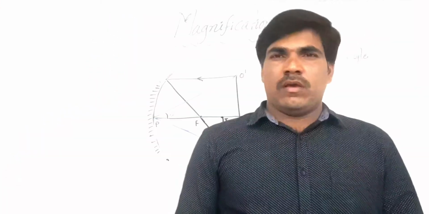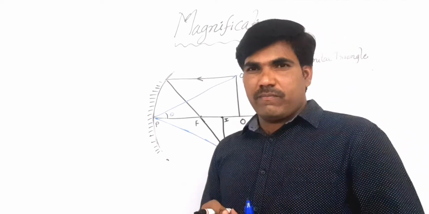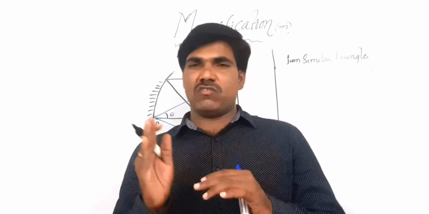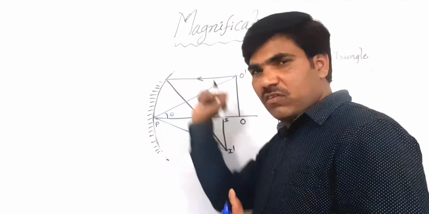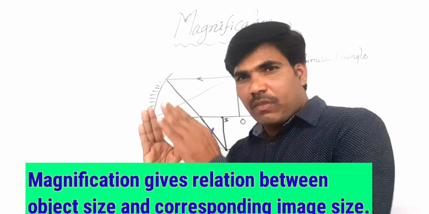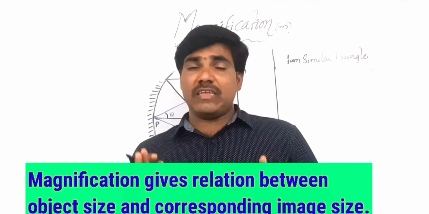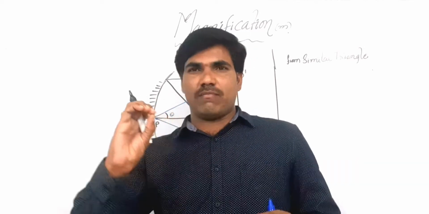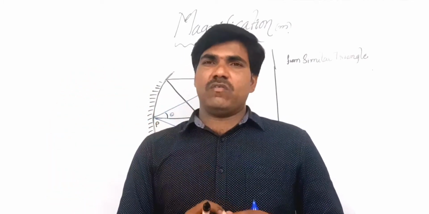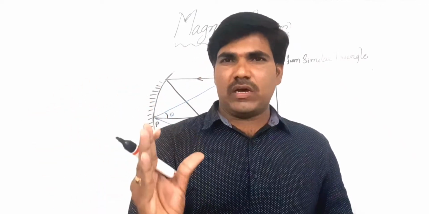Students, now the next concept is magnification. You know very well, till now in the mirror equation we considered the relation between focal length, image distance and object distance. Now magnification gives the relation between the size of the object and the size of the image. You know very well, for all spherical mirrors the image size varies based on the object distance from the reflecting surface. For this purpose, we have to take the relation between the object size and the image size.